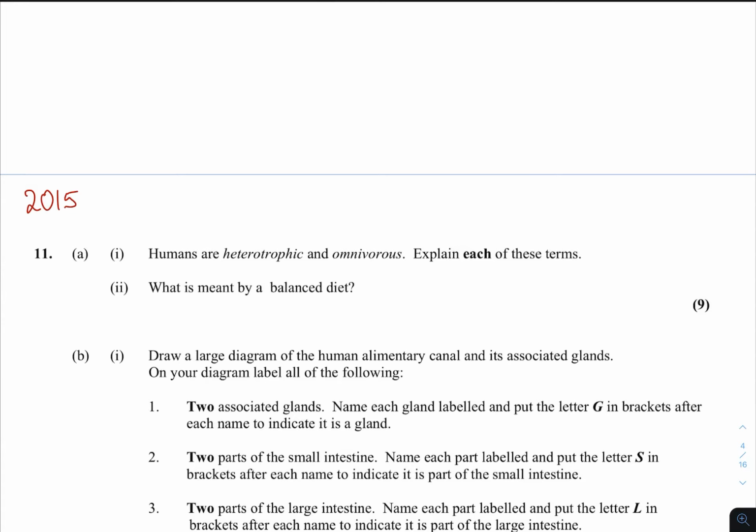Funny enough, students didn't do great on the balanced diet question. They're fine for the heterotrophic and omnivorous for the most part, but a balanced diet caught a lot of students. When I say a lot of students, I mean even the particularly good ones.